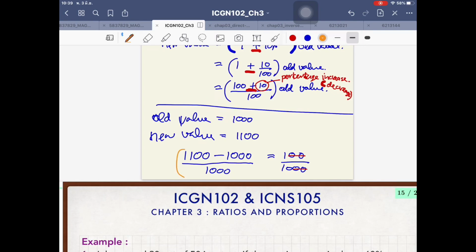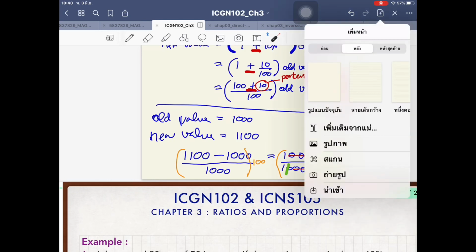Now you just multiply with 100. All right, so now you have 1 over 10 multiplied with 100. Here you can see that you can cancel 1 zero. Right, and then you can see that you can get the answer of 10% right here. Okay, so now you can get the formula.